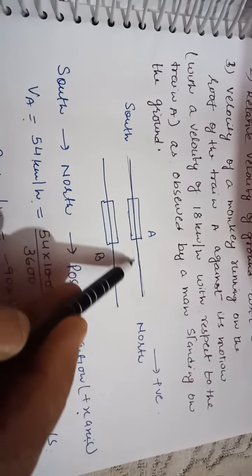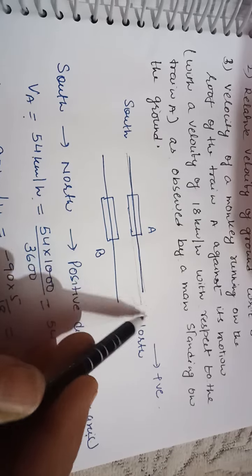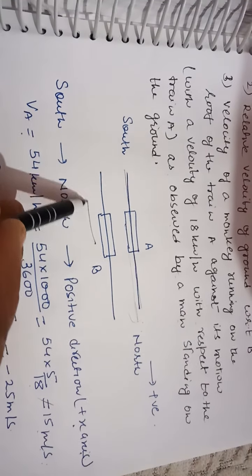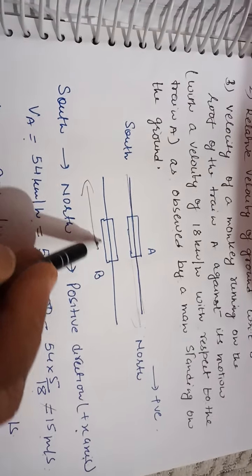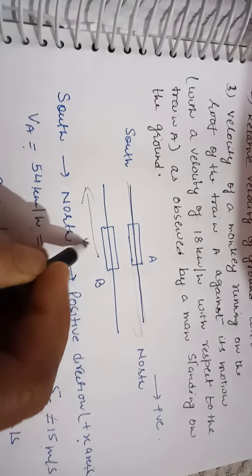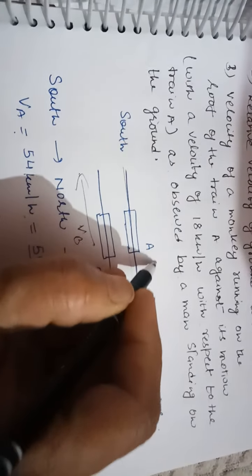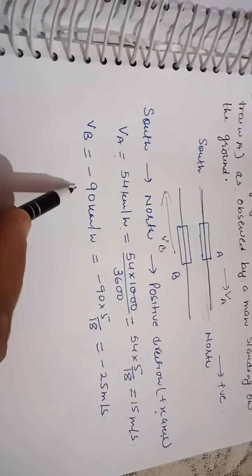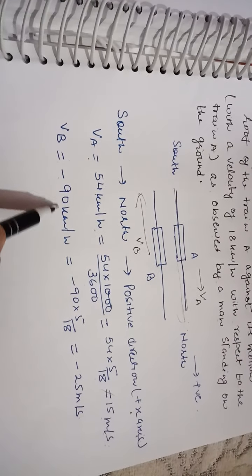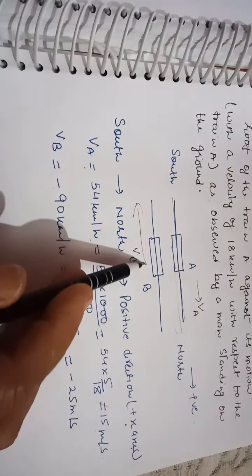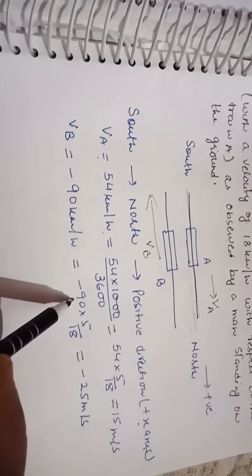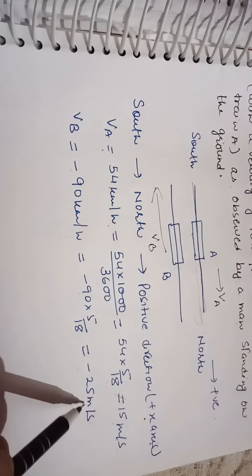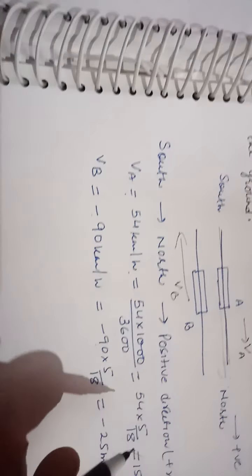So train A is going towards north, meaning towards the positive direction, but train B is moving in the opposite direction, towards south. So this is the direction of VB and this is the direction of VA. Clear? That is why I have written minus 90 km per hour, because it is moving along the negative x-axis. So you have got minus 25 meter per second.